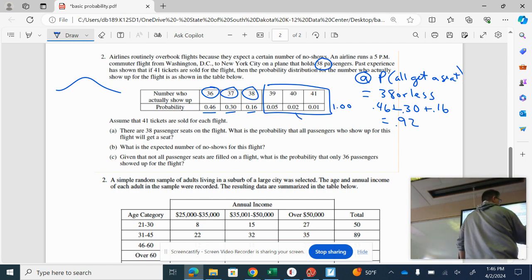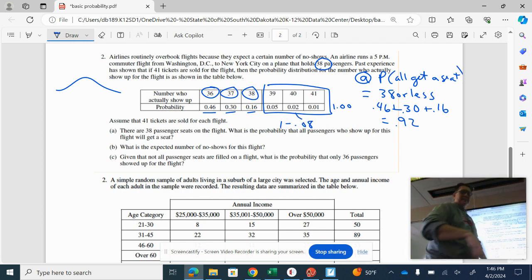Now these happen to add up to 8%. So you could have shown your work as 1 minus that 8%, and got the same amount. But with 39, 40, and 41, somebody's going to get bumped.